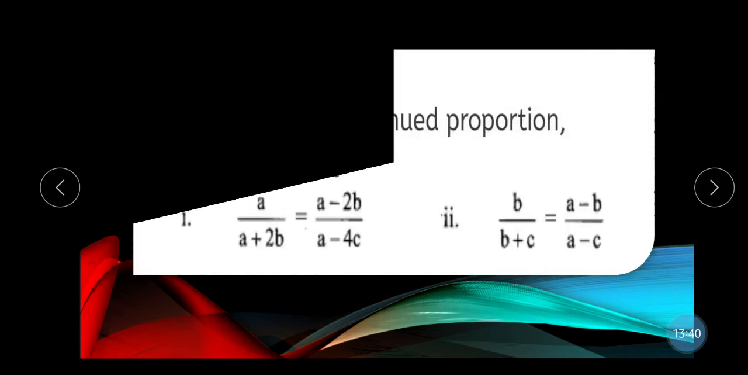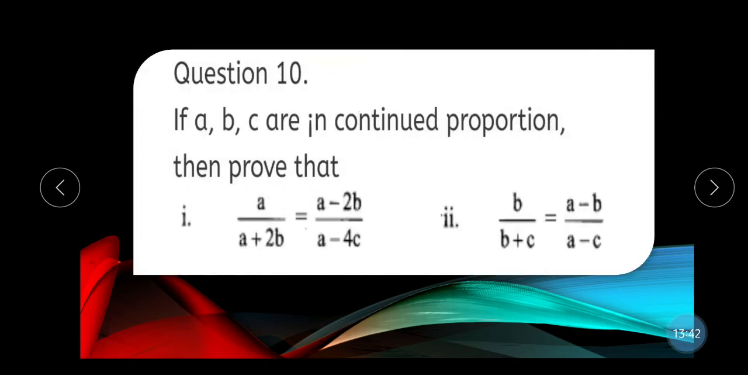Dear children, question number 9 is totally omitted from this problem set. So, the next question is question number 10. If a, b, c are in continued proportion, then prove that. This is your first question and this is your second question. Let's start.